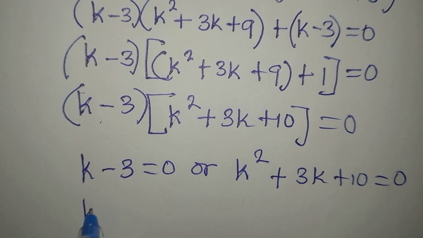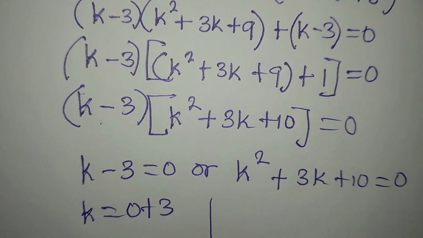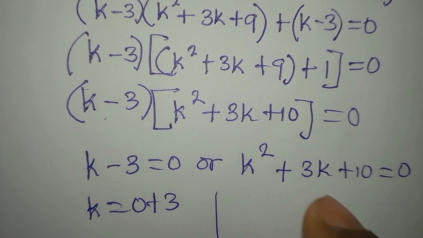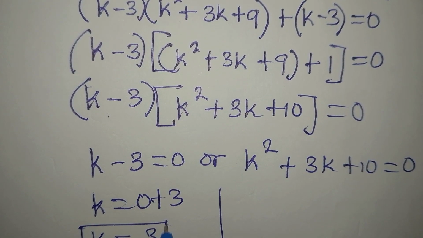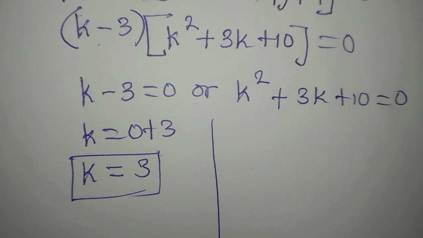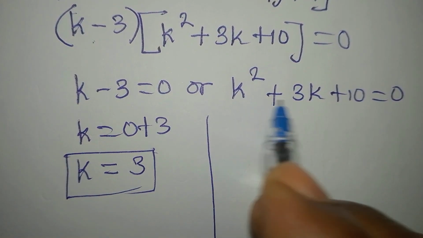So now k is equal to 0 plus 3, or what we have over there. But then we'll go back there to deal with this quadratic equation. So our k is equal to 3, and this is the real solution to the problem. K equals 3. Now let's deal with this equation.